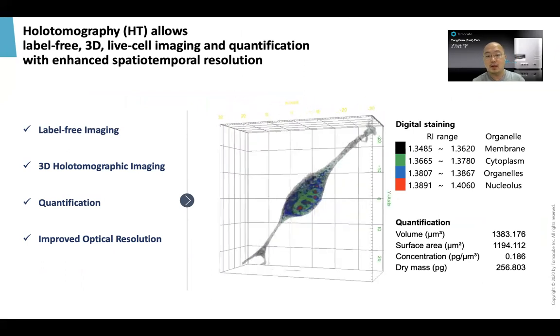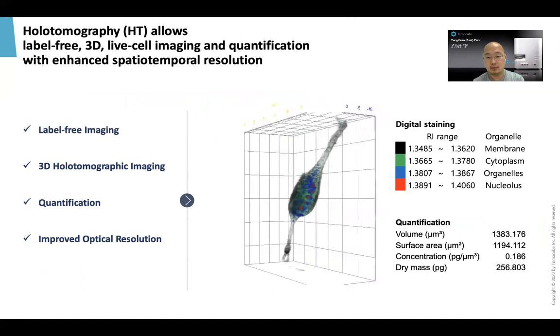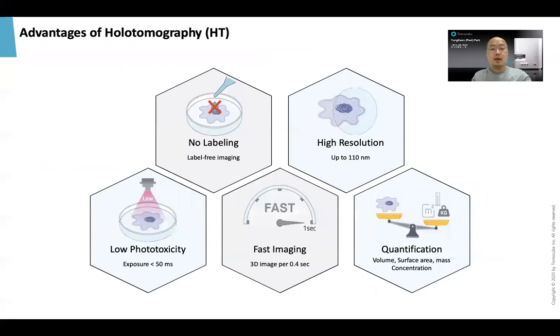That can be done using the software in an automatic manner, and you can also perform it at the subcellular organelle level. So no labeling, because we use refractive index as our image contrast. We don't have to introduce staining dyes or fluorescent proteins, etc.